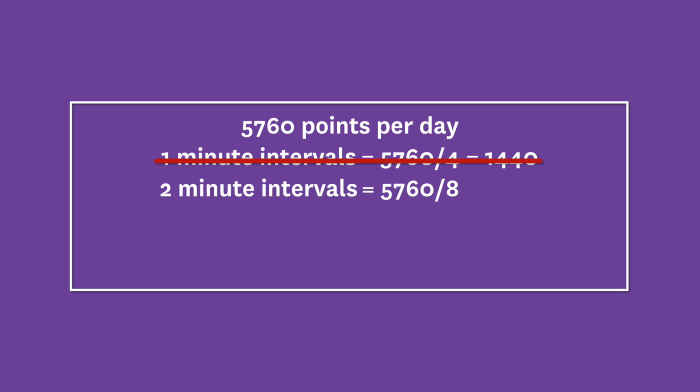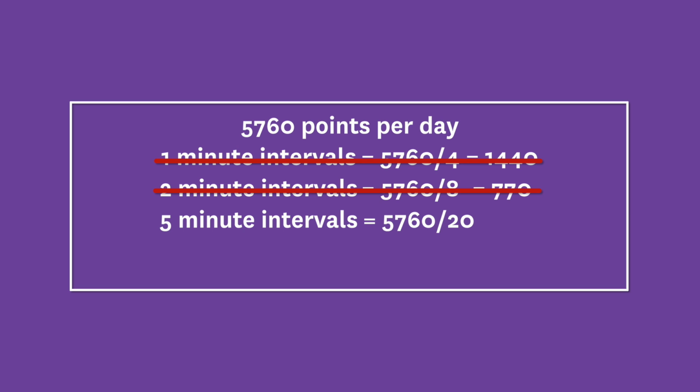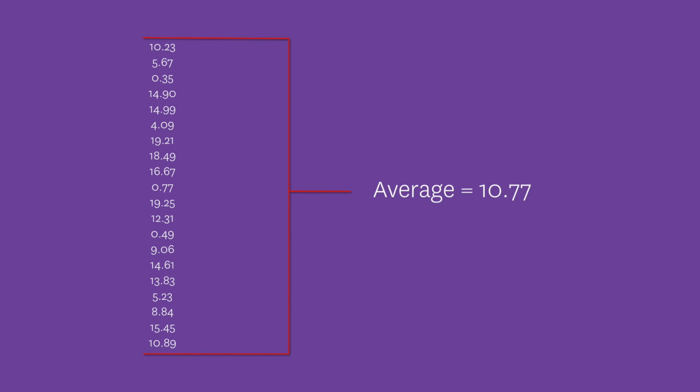A 2-minute interval gets us to 770. That's closer, but still too many. By going down to 5 minutes or 20 of those 15-second intervals, we have about 288, and that's perfect. So we have 20 metric values that we need to aggregate down to a single value to display on the graph. The first point on the graph is labeled 12 o'clock and represents the data from 12 o'clock to 12:04 and 59 seconds. To achieve this, we take an average of all 20 values and display the result.